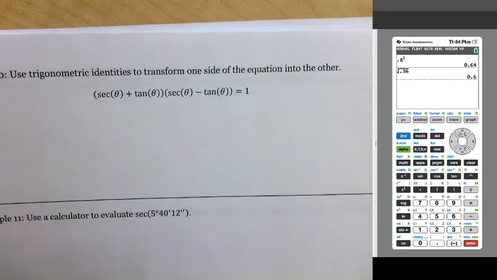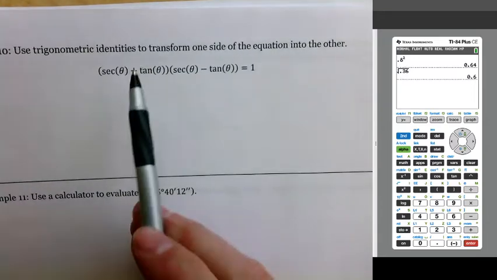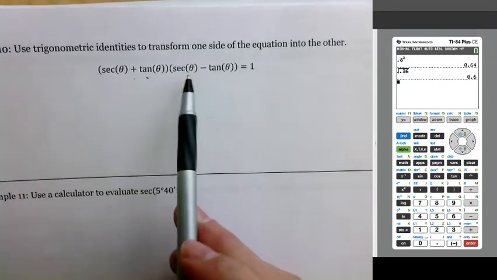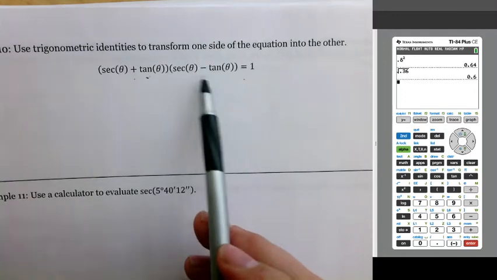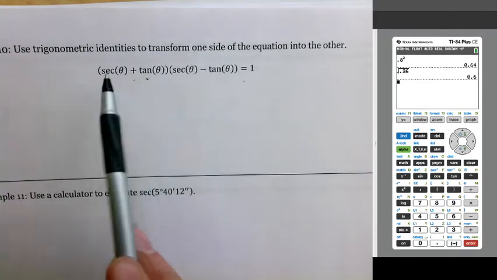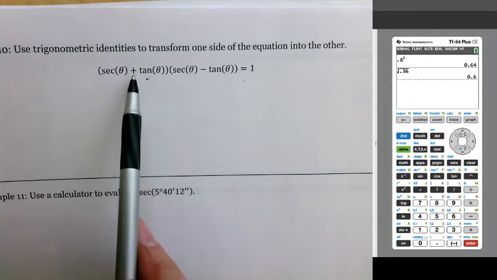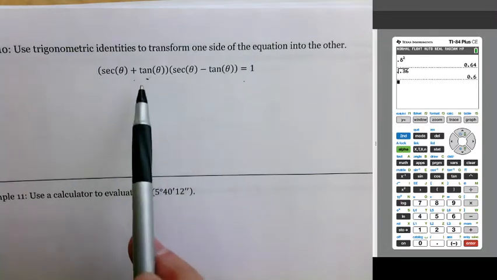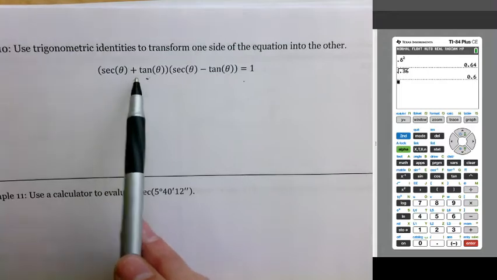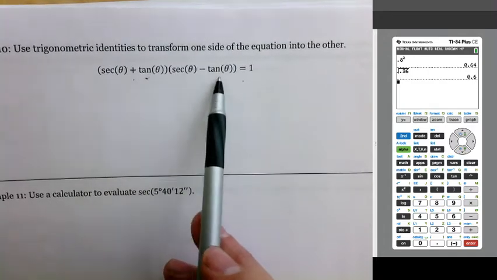Example 10. Let's try to verify this one. Now, notice we have secant plus tangent times secant minus tangent. So there's a lot going on here. I'm going to distribute, though, because I have a difference. I have the factored form of the difference of two squares, because I have something of the form a plus b, a minus b.